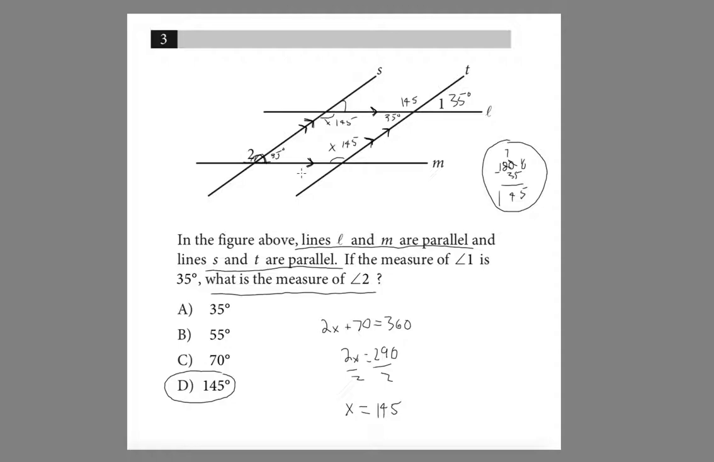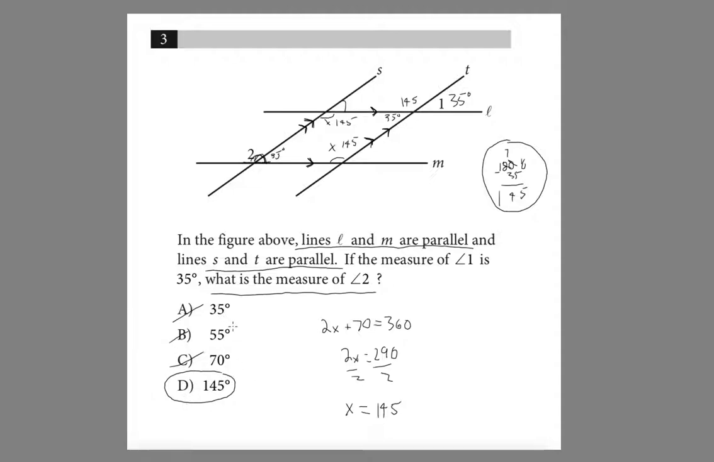And if you might not have noticed, you could also have done this with process of elimination, right? You can say, hey, angle 2 looks like an obtuse angle right here. 35 is not an obtuse angle. 55 is not an obtuse angle. And 70 is not an obtuse angle right here, right? 145 is the only obtuse angle.